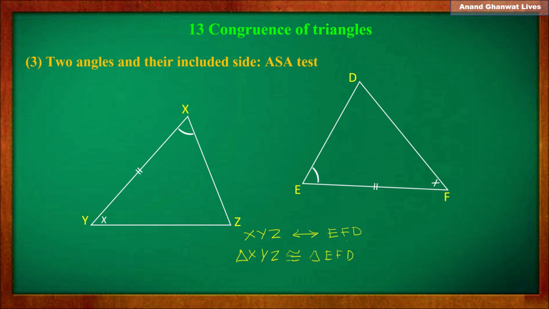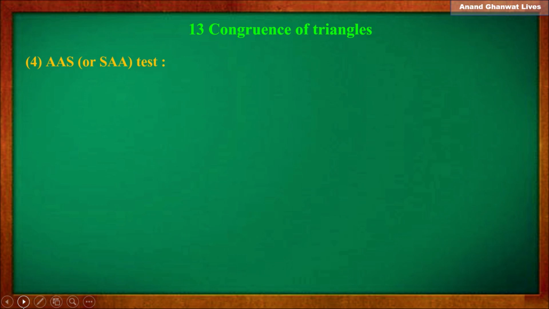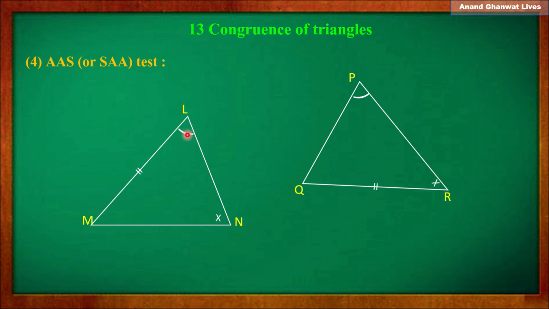Okay, now next, AAS or SAA test. So if two angles of a given triangle and one side of that triangle are congruent with the corresponding two angles and one side of another triangle, then these two triangles are congruent. Okay, let us write the correspondence of congruence.